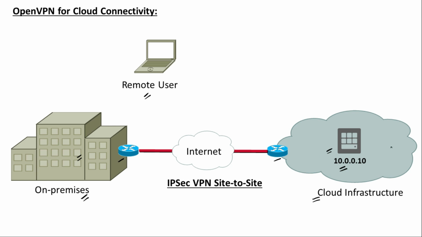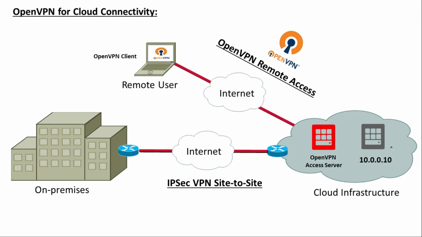To resolve this issue, we have an option of OpenVPN. To implement this, first we have to provision an OpenVPN access server downloaded from Marketplace. Then all the remote users will download the OpenVPN client application. Then it will create a secure SSL tunnel over the public internet and they can access all the private instances securely.